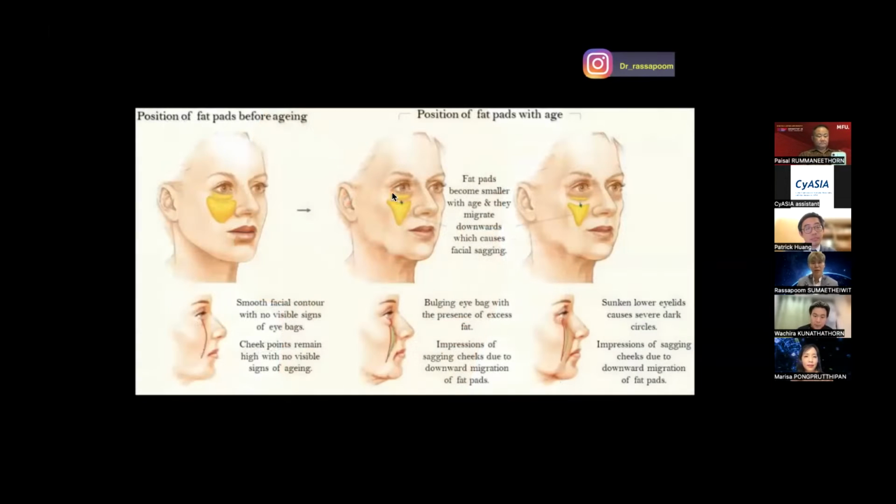And with time, as I told you, we have the sagging of the skin because we lose the bone, we lose the deep fat, and the superficial fat becomes smaller and moves downward. And you can see that you have the protrusion under the eye, the eye bag, and also you have the malar mound and the protrusion of the fat above the nasolabial fold.